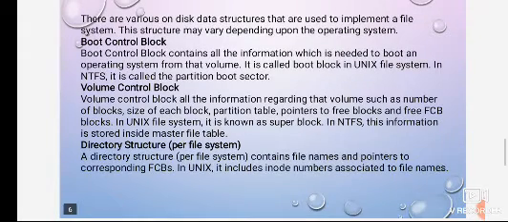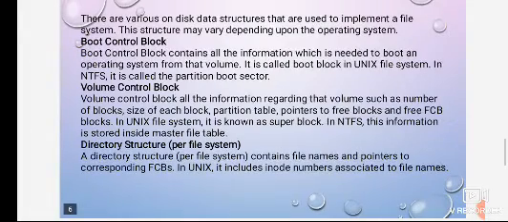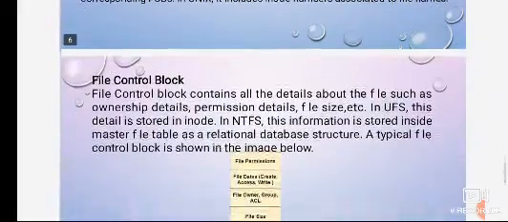The next one is the directory structure. The directory structure is another name for the file system. The directory structure contains the file names and pointers to the corresponding FCB. In Unix, it includes inode numbers associated with the file names.